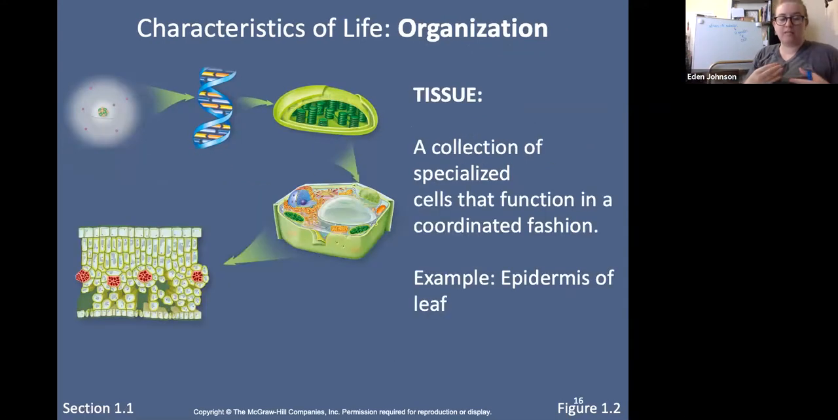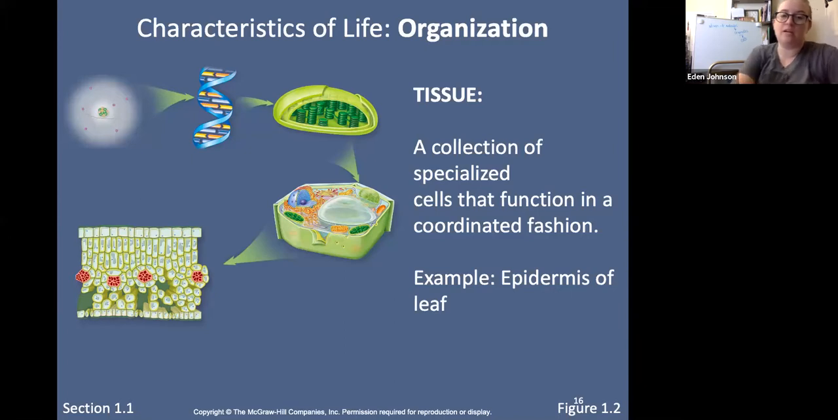Then cells are going to come together in specialized tissues. They have collections of specialized cells that function in a coordinated fashion. Here, the epidermis of a leaf is just one part of that leaf, but it's a specific tissue type that does a specific job, okay? So the epidermis of a leaf is going to make sure that water is kept inside of that leaf. It's going to make sure that water is not escaping, that it's not becoming dehydrated, all of that stuff. That's the same thing, and it's going to protect that leaf too. It's going to protect things from coming into the plant's body. That's just exactly what your epidermis does too, okay?